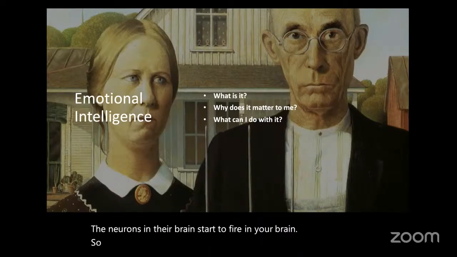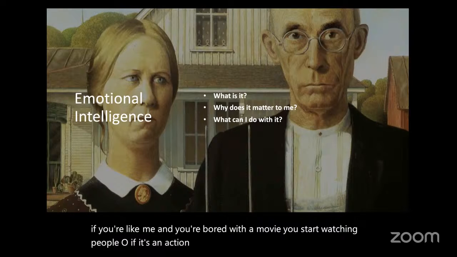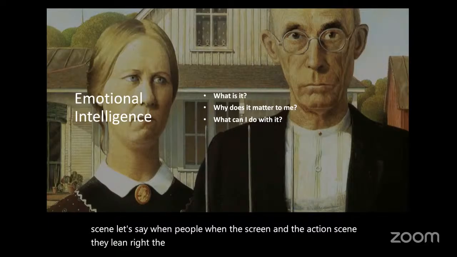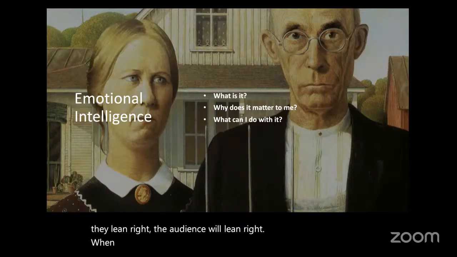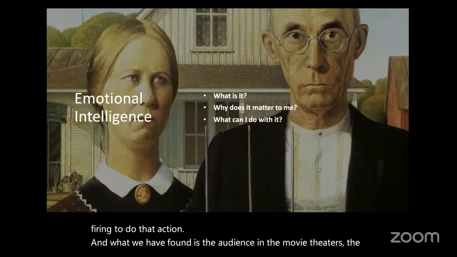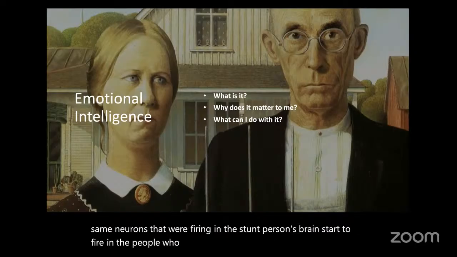Before the break, I gave two examples. One is in the movie theater. If you're like me and you're bored with a movie, you start watching people. In an action movie, if it's a race scene and the screen action leans right, the audience will lean right. When it leans left, the audience will lean left. Why is that happening? Because when that was filmed, the stunt person's neurons were firing to do that action, and the same neurons that were firing in the stunt person's brain start to fire in the people who are watching the movie.